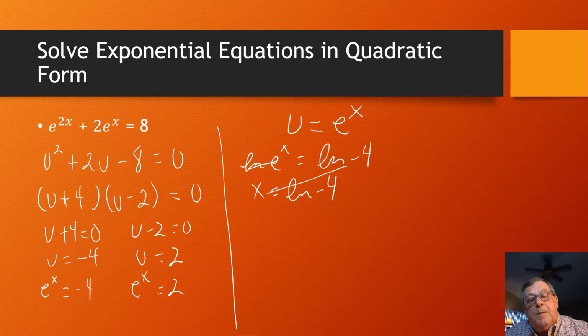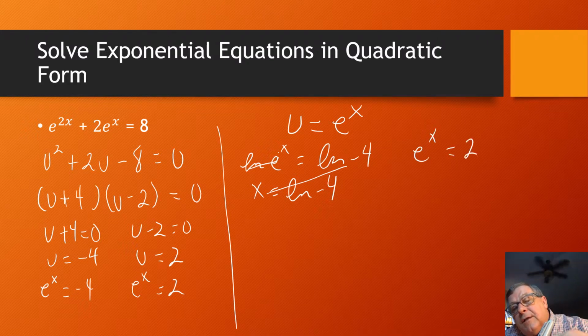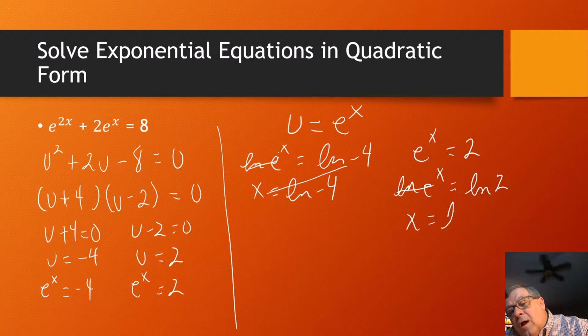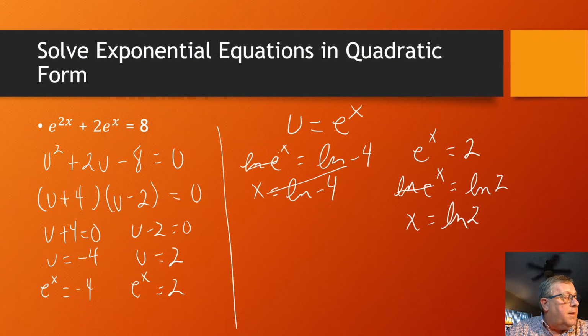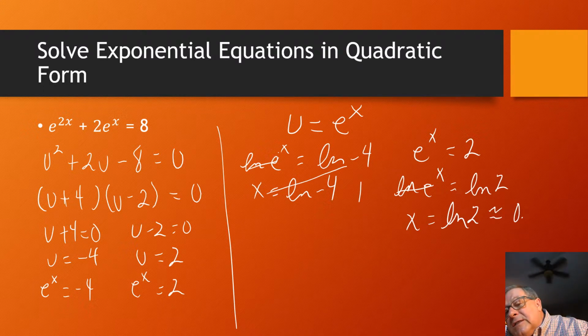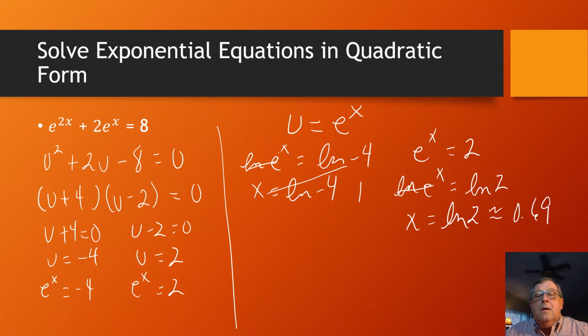But how about 2? So we've got e raised to the power of x equals 2. Let's take the natural log of both sides. So I got ln e to the x equals the natural log of 2. The ln and the e cancel, and we're left with x is equal to the natural log of 2. And if I put that into my calculator, I've got ln of 2, and that equals, rounded to the nearest hundredth, approximately 0.69. All right, well, that wasn't too bad.